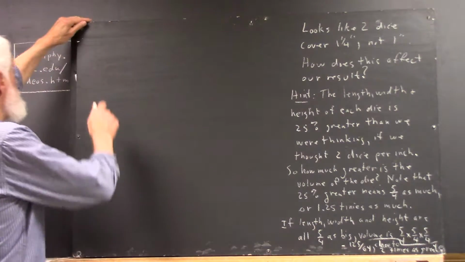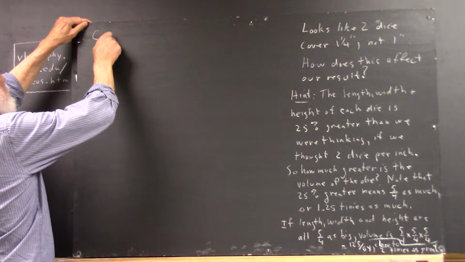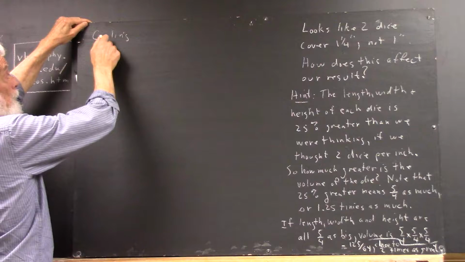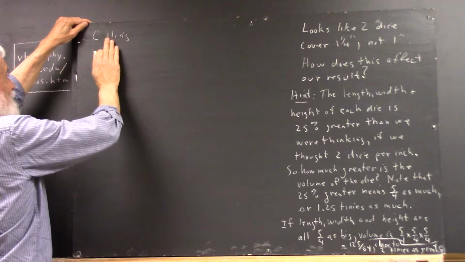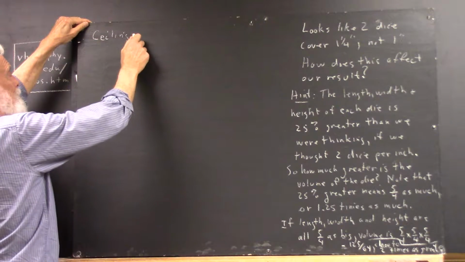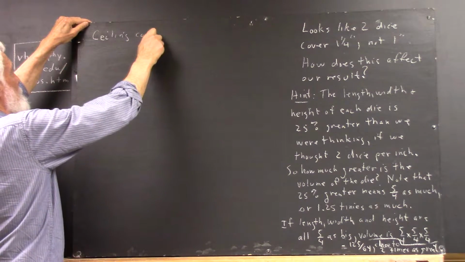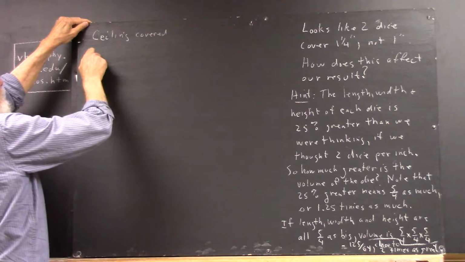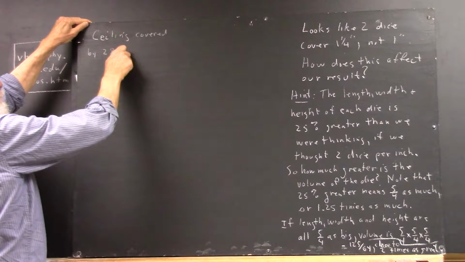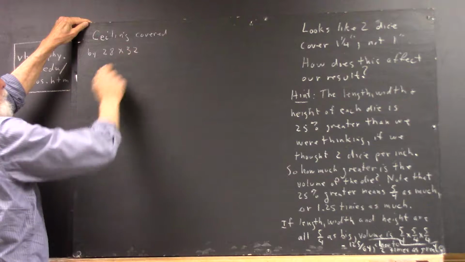So the ceiling, I before E except after C, right? The ceiling is covered by 28 times 32.